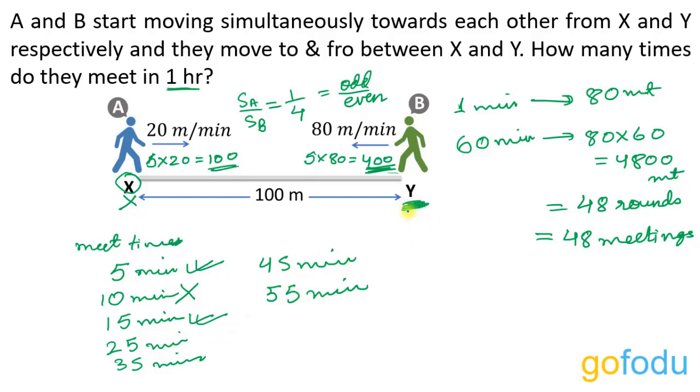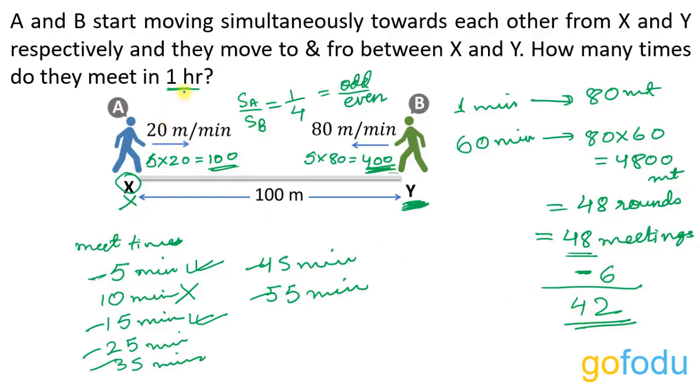So we will have to subtract these number of meetings from 48. These are the 6 times: 1, 2, 3, 4, 5 and 6. These are the 6 times when they have only one common meeting for 2 rounds. So we have counted 48 meetings for 48 rounds, minus 6 common meetings for 2 rounds. So in total there would be 42 meetings happening between A and B.